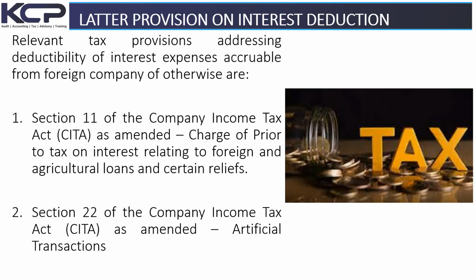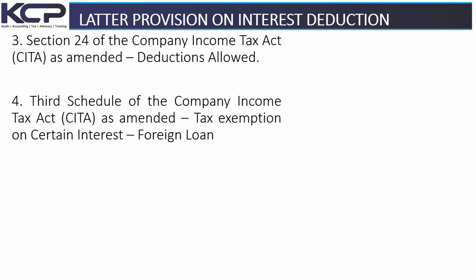The only thing that was stressed in Section 22 is that adjustment will be made. How should this adjustment be made? It was not very thoroughly emphasized. So then the last one that also relates to interest expense technically is the third schedule.